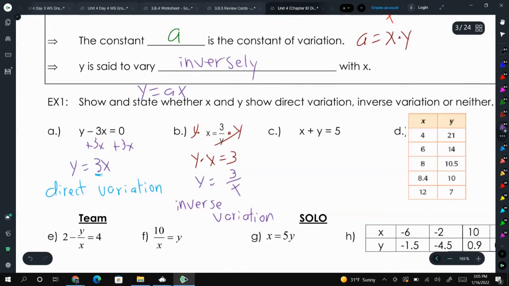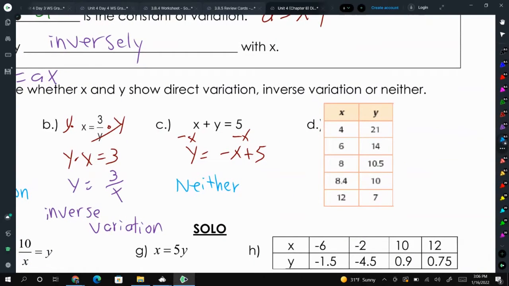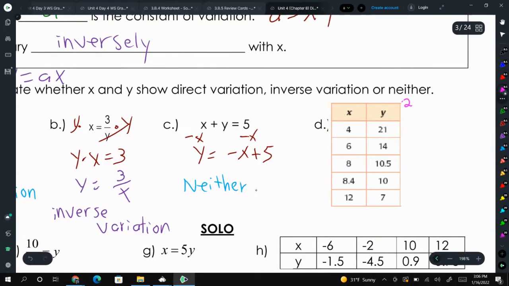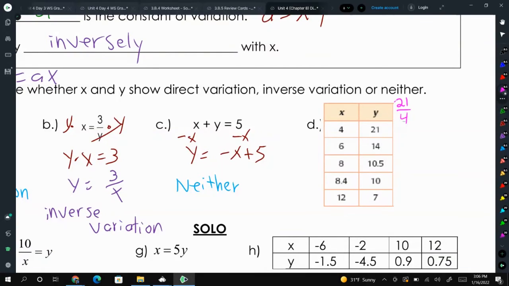Now, letter C, once we get y by itself, is y equals negative x plus 5. Well, we have that plus 5 sitting out there, so this is neither. Letter D is asking us to figure it out from a table. So what you have to do is divide your y over x to see if they get the same value for all of them. If you do, that means that is direct variation from the other day. Or if you're going to test for inverse variation, you would multiply x and y.